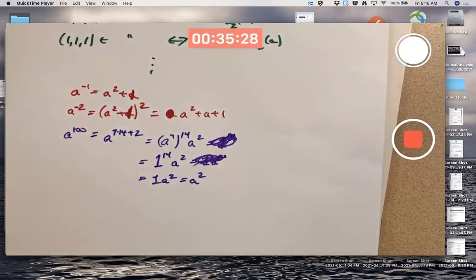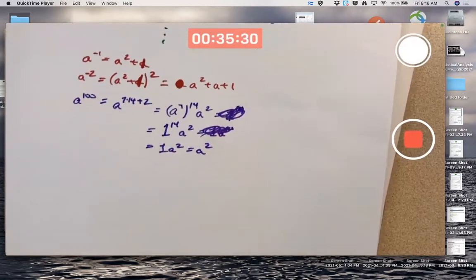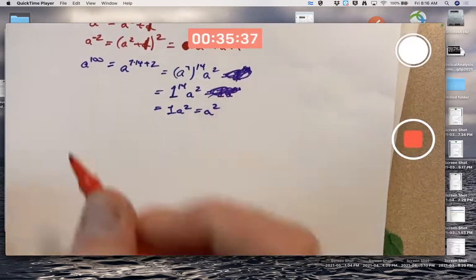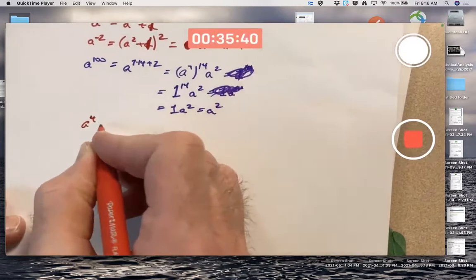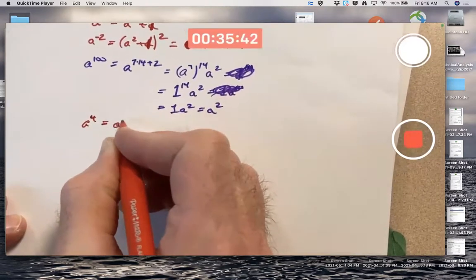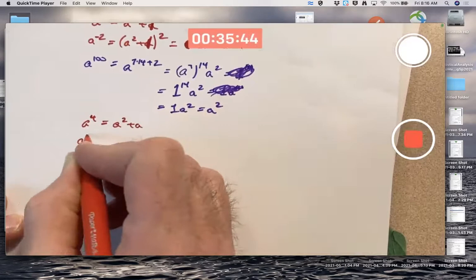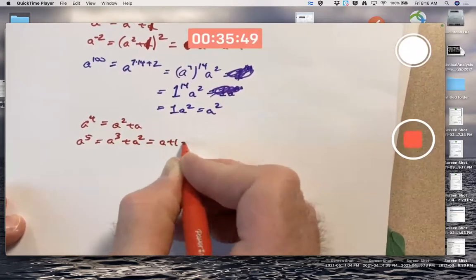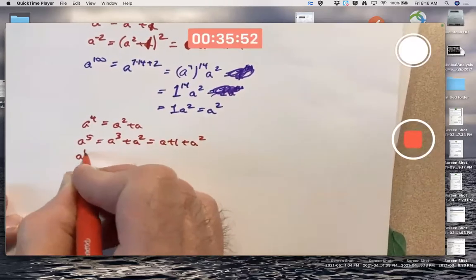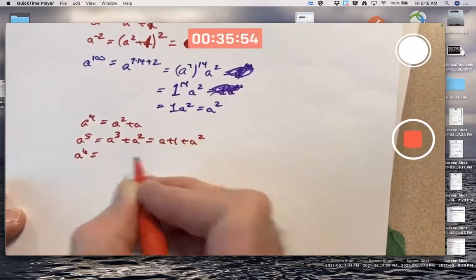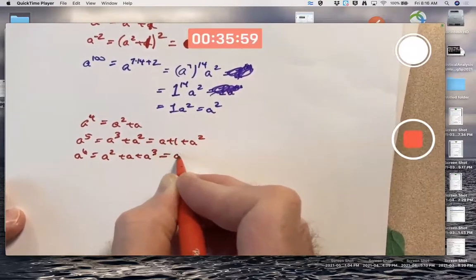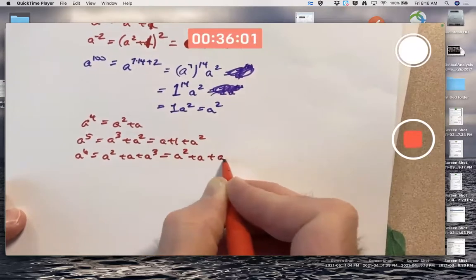If you wanted more confirmation that a to the 7th power is the identity, we could just keep doing calculations. We've already figured out that a to the 4th is a squared plus a, therefore a to the 5th is a cubed plus a squared, but a cubed is a plus 1. A to the 6th then would be, multiply all those by a, a squared plus a cubed, but again, a cubed is a plus 1.